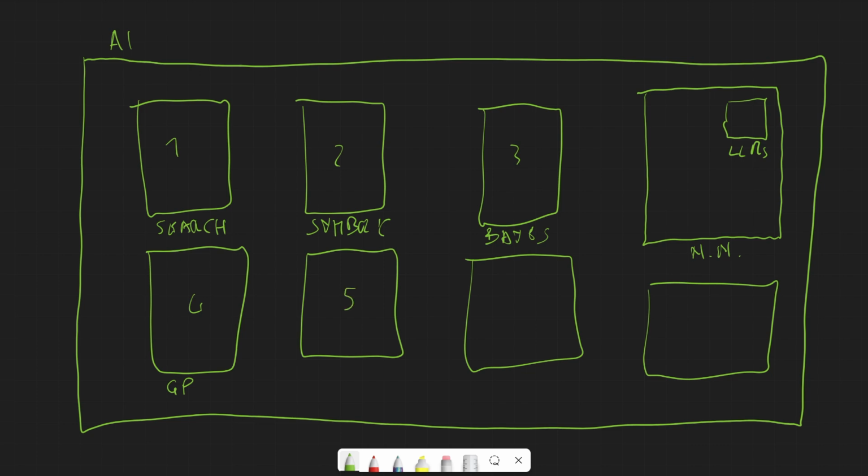Box 5 is going to be classical machine learning methods like support vector machines, or K nearest neighbors, and so on. Box number 6 is going to be reinforcement learning. And finally, box number 7 is going to be evolutionary methods and genetic algorithms.